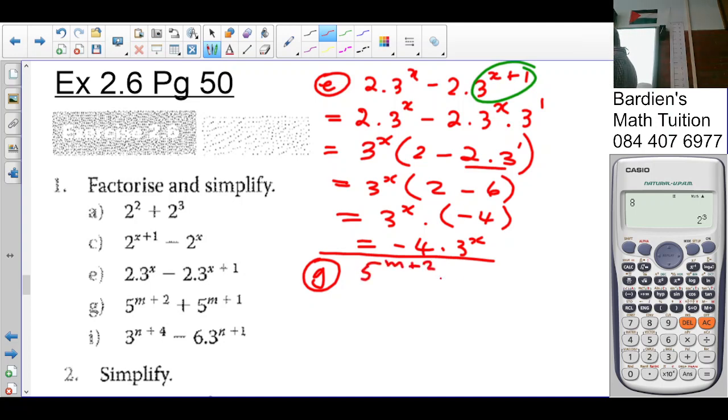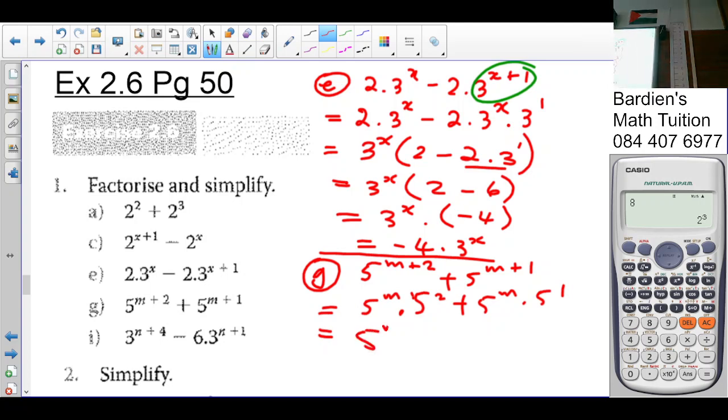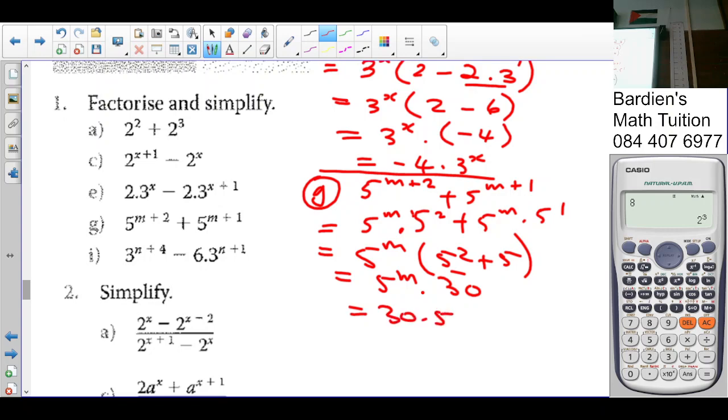So it's 2 to the m plus 2 plus 5 to the m plus 1. First we break up. So it's 5 to the m times 5 to the 2 plus 5 to the m times 5 to the 1. What is common? 5 to the m is common. I'm left with 5 squared plus 5. What's 5 squared? 25. 25 plus 5, 30. So that is also equal to 30 times 5 to the m. Or that could also be written as 6 times 5 to the m plus 1. Okay, this is another way of writing it. Otherwise that should suffice.